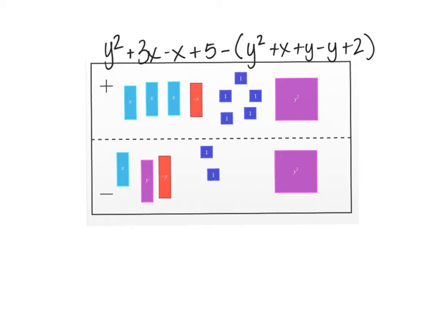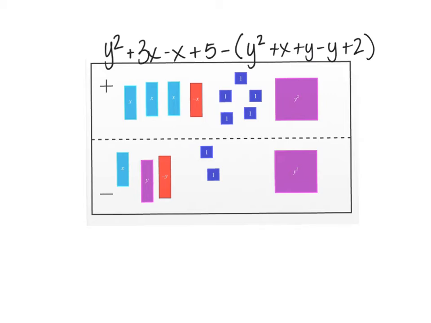So then we have our y squared tile in the negative region. We have this x tile in the negative region. We have a y tile in the negative region. We have a negative y tile in the negative region. And we have 2 unit tiles in the negative region. So now we're going to work through making 0 pairs and doing that to simplify our expression.